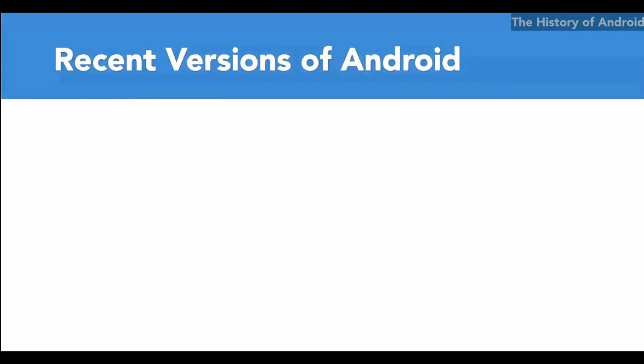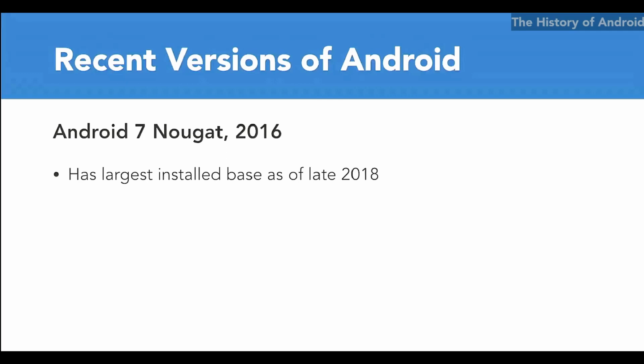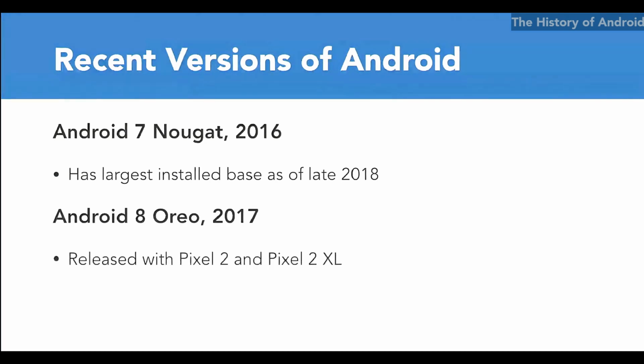Following Android 6 Marshmallow, there was Android 7 Nougat, and that has the largest installed base of any of the versions of Android as of the recording of this video, and Android 8 Oreo, released in 2017. The most recent version of Android as of this recording is Android 9 Pie, released in the summer of 2018.